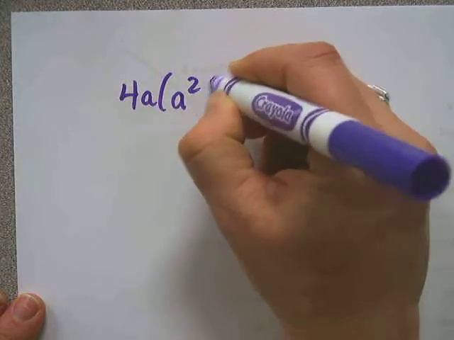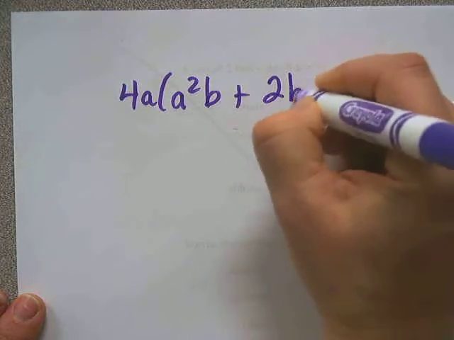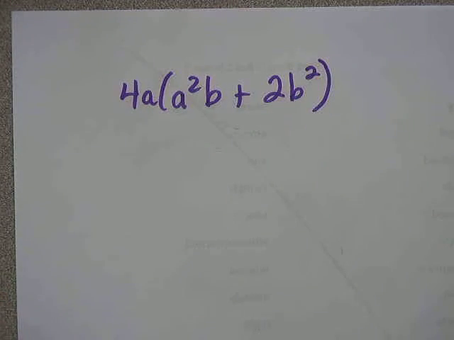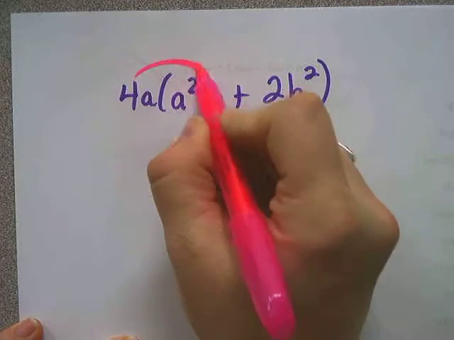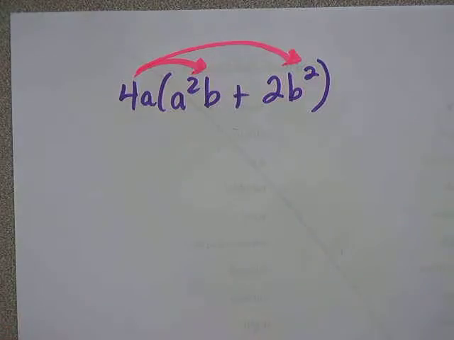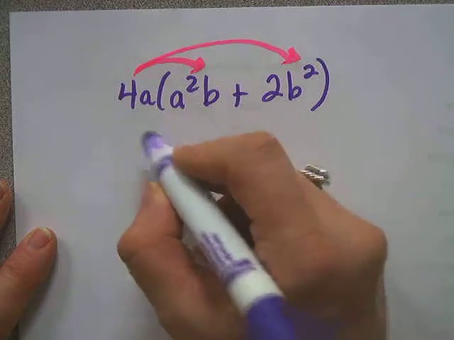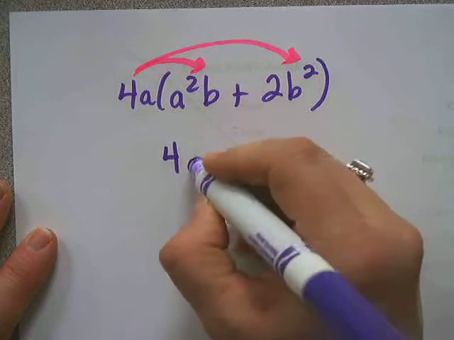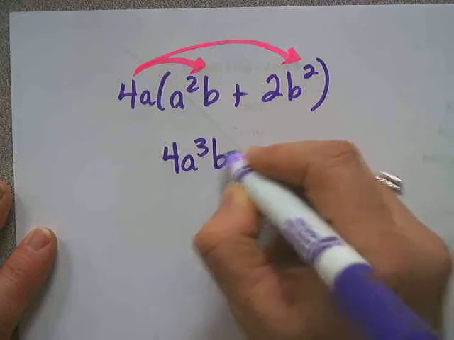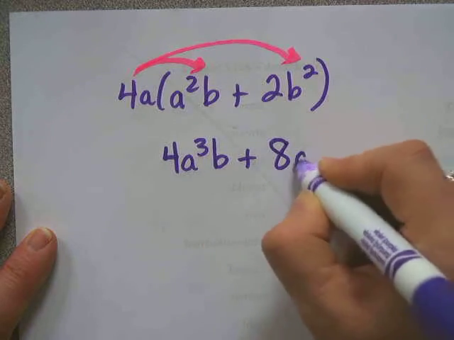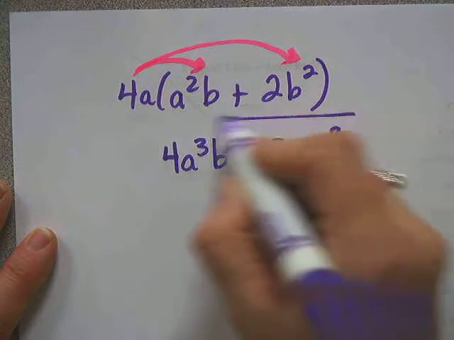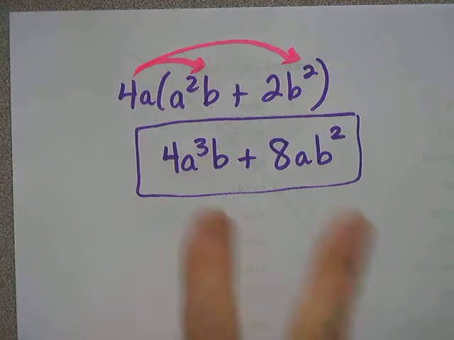So the next example is exactly like I showed you at the beginning. What do you do when you multiply a monomial times a binomial? Well, just like the previous example, this is an application of the distributive property. So please pause the video and distribute this and then restart it to see if you did it correctly. So when you multiply 4a times a squared b, it should be 4a cubed b plus 8a b squared.